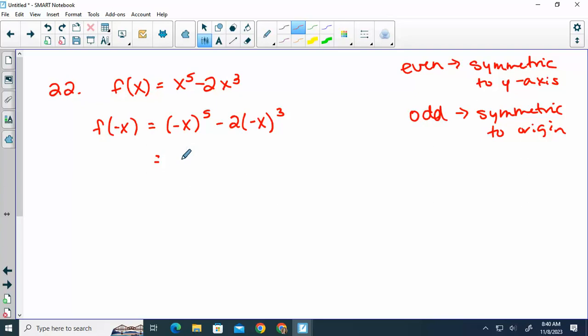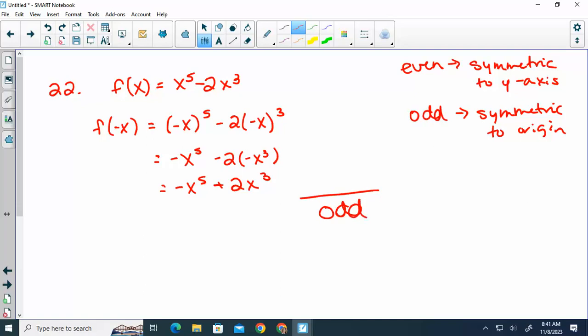If you take a negative to the 5th power, is it positive or negative? Negative. If you take a negative cubed, it is negative. So a negative 2 times a negative x cubed, so we get negative x to the 5th plus 2x cubed. Is that what we started with? No. Is it the exact opposite of what we started with? Yes. So that means odd.